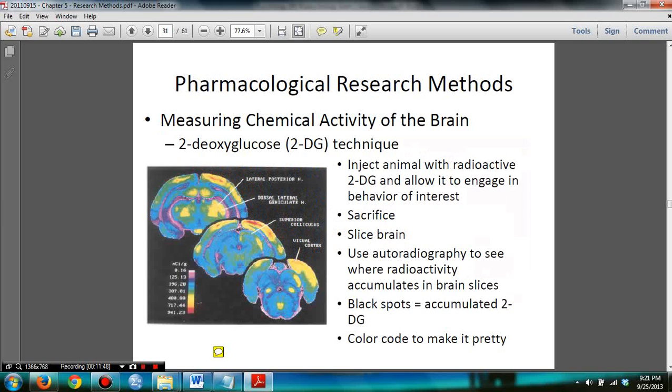And now we're moving into measuring chemical activities of the brain. So we're using the 2-deoxyglucose, the 2DG technique. And you need to know this in the exam. You really need to know this in the exam. So read this entire slide.